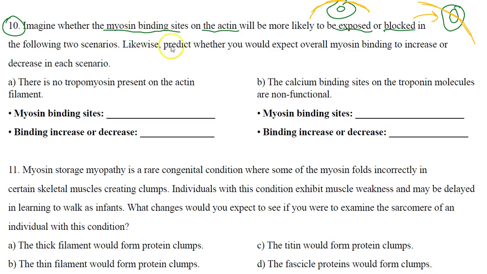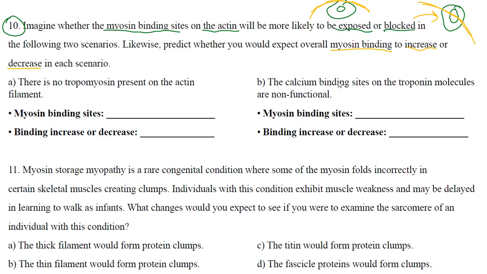Then it says, likewise, predict whether you would expect overall myosin binding to increase or decrease in each scenario. So let's think about this. If it's exposed, we know we're going to have some type of increase. If it is blocked, we know we're going to have a decrease in the myosin binding. That means the myosin binding site is open or is it closed? Exposed is open, blocked is closed. Blocked also means that tropomyosin is going to be blocking that site. Open means tropomyosin is not blocking that site.